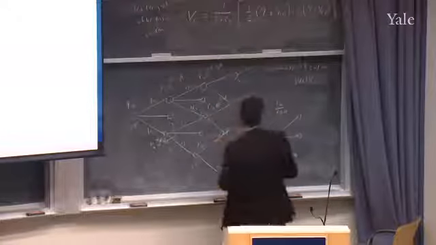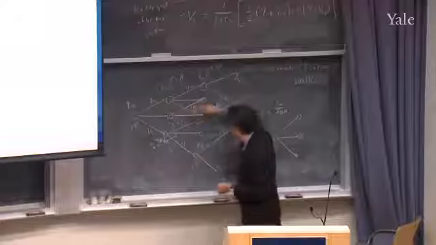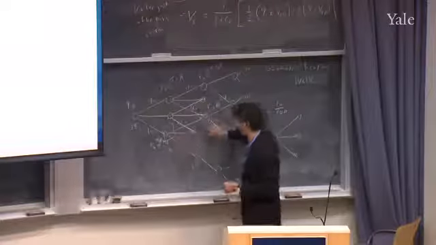Then of course it gets more complicated to draw, because now 3 things could happen from here, and from here, 3 things could happen.